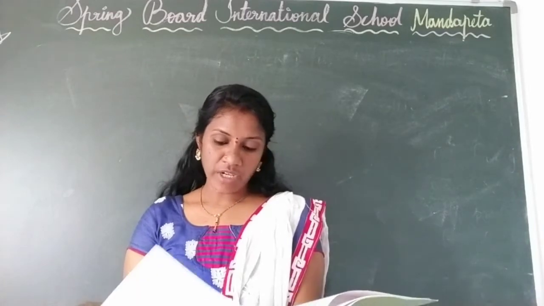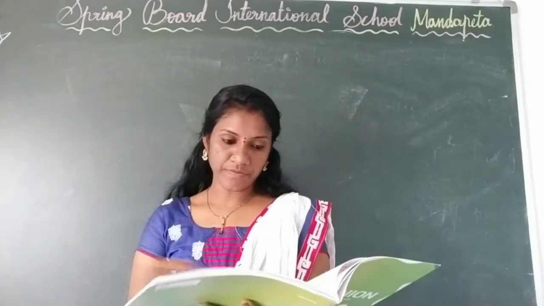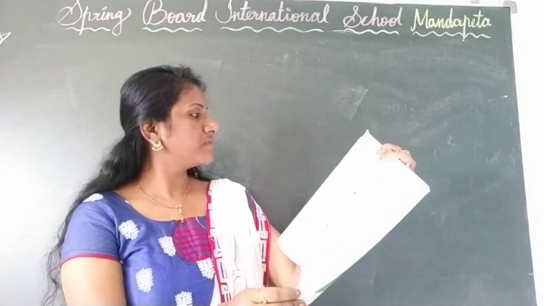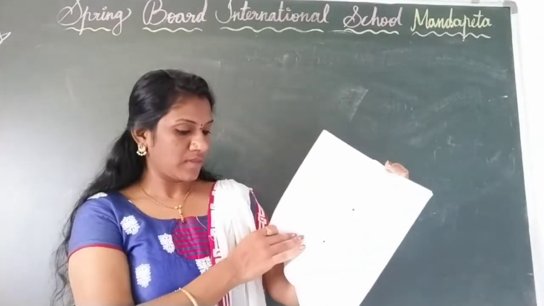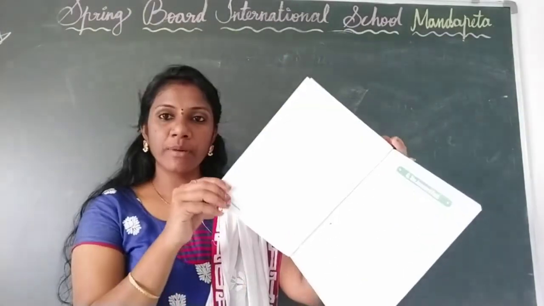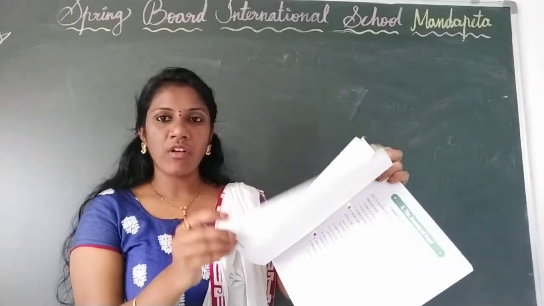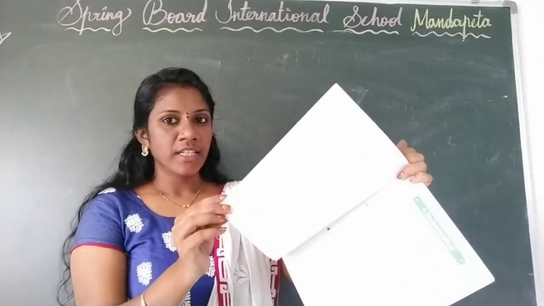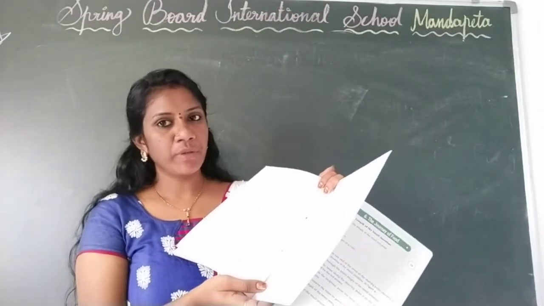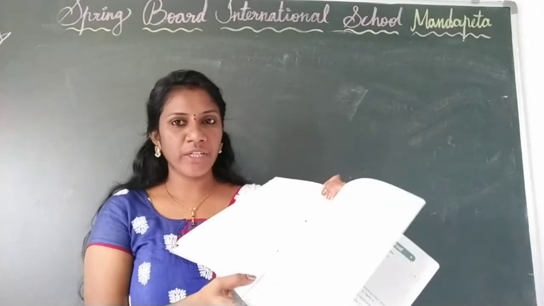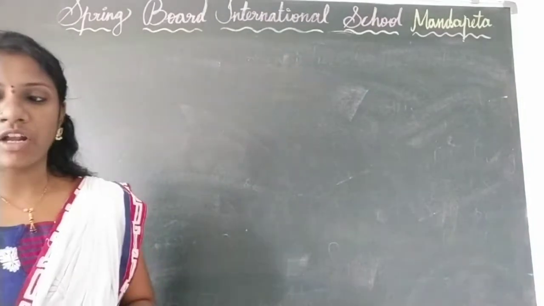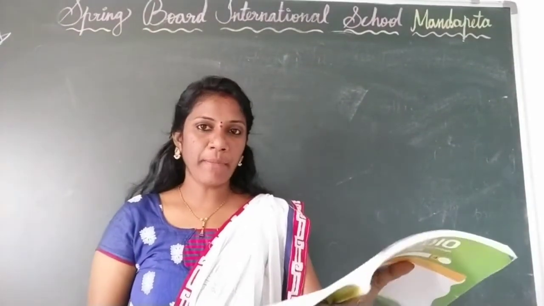Here you have the cutting marks. See children, see page number 23 and 24, 25, 26. These are given for cutting. If you fold these papers, you will prepare a booklet. They are already given here, so you have to prepare the booklet from these papers. Children, no need to take other papers.